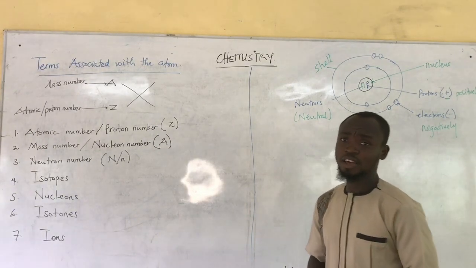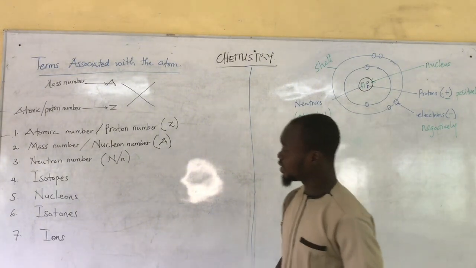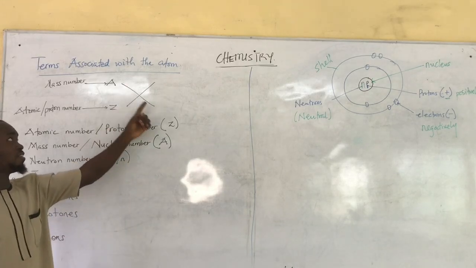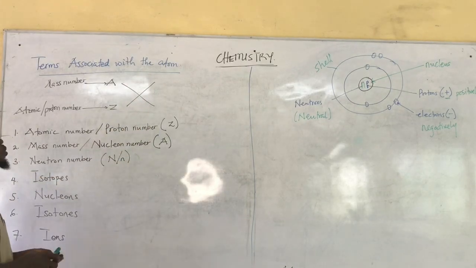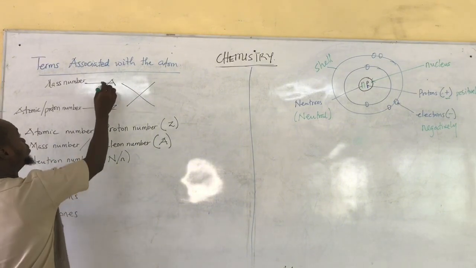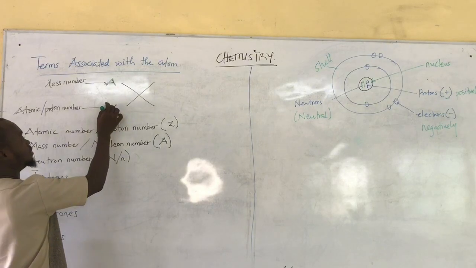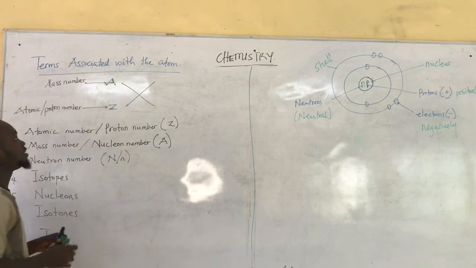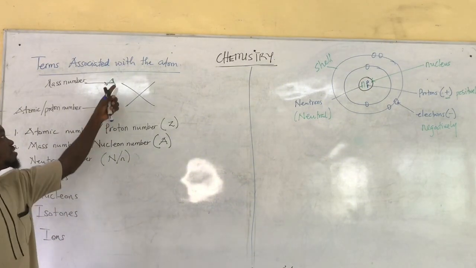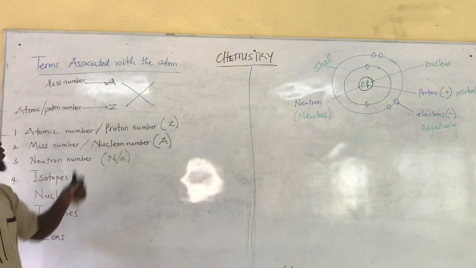Now let's look at some terms associated with the atom. Before we consider the terms, let's take a typical element. Let's take X as an element. We have something here at the upper side, which I've labeled A, and on this side here, Z. So that is A and Z. Here is the superscript, and here is the subscript: A for the superscript and Z for the subscript.